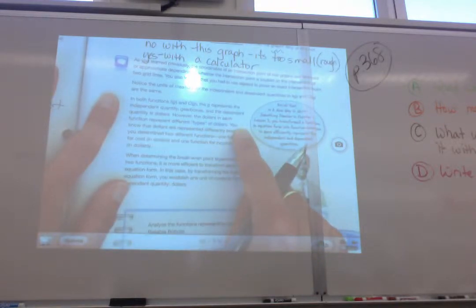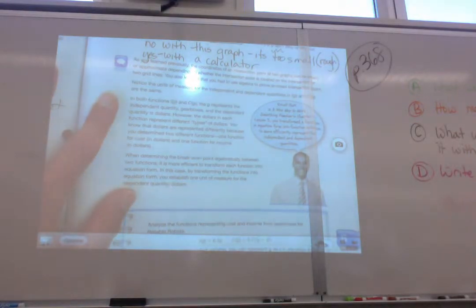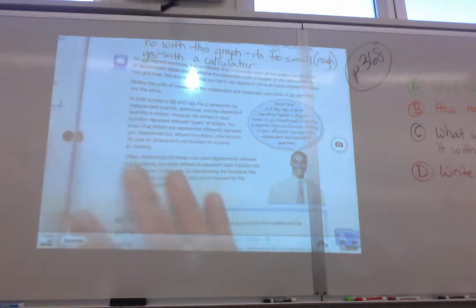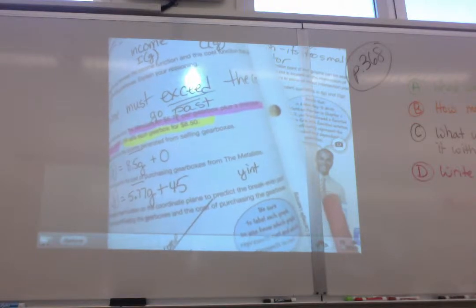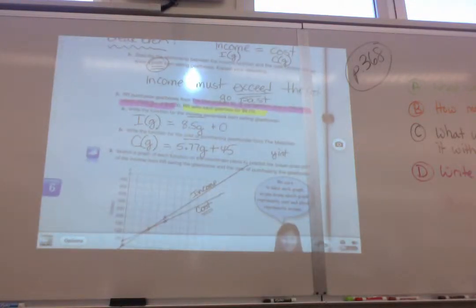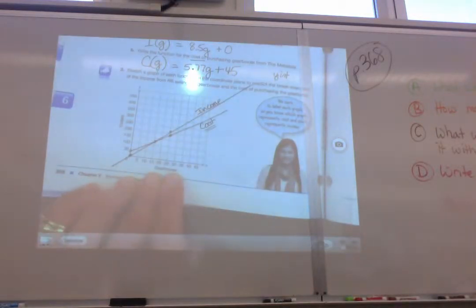Why are they different types of dollars? One's dollars out of my pocket, and one's dollars into my pocket. Okay, what else is on that graph? Gearbox, that's all we know. Oh, wait. Is this dollars? No way. That's not dollars. That's gearboxes, number of gearboxes. Okay, so number of gearboxes.